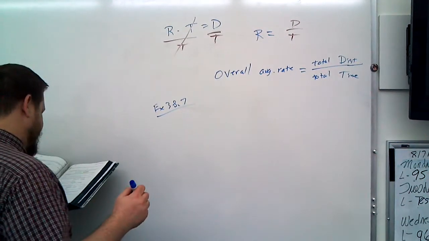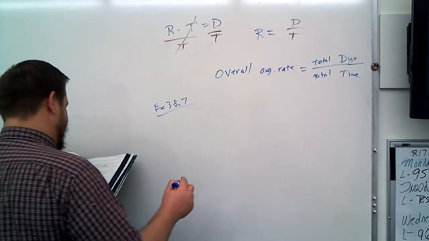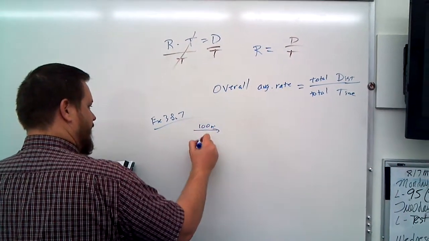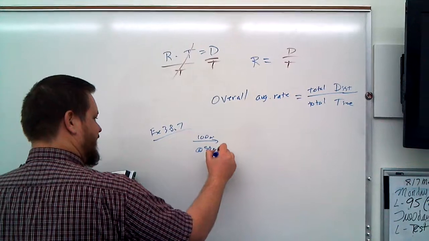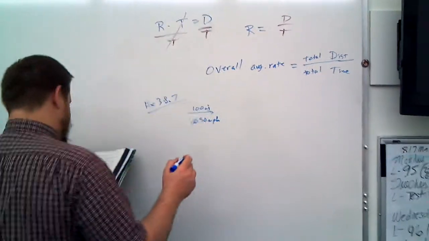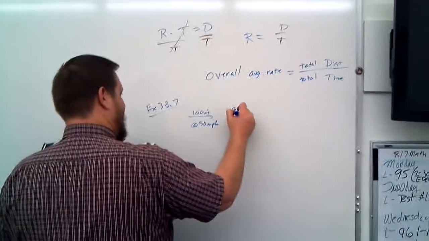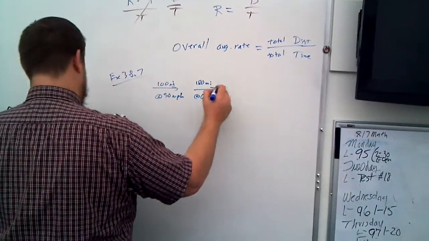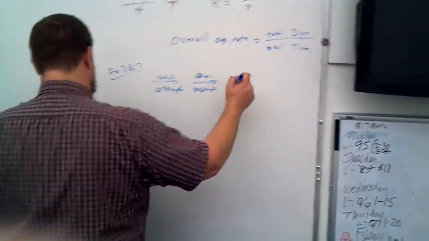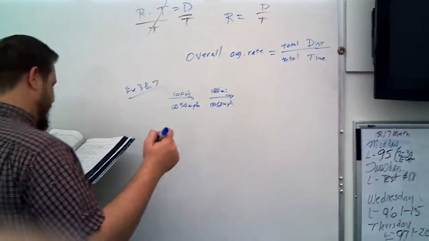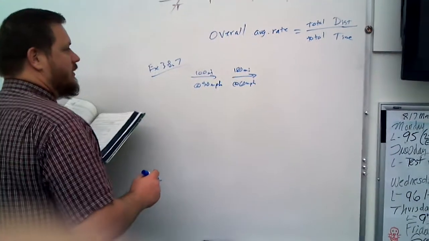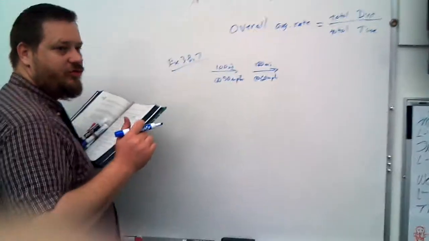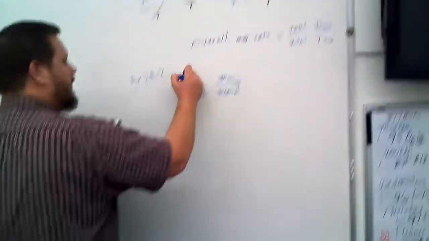Example 38.7. Frank and Judy, lovely couple that they are, drive for 100 miles at 50 miles per hour. I'm just jotting this down for now. And then they drive 180 miles at 60 miles per hour. What's the overall average rate for the whole trip? This one's going to be pretty simple, because they gave us everything we need.